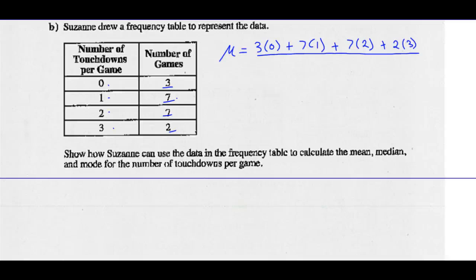And the frequency, or the number of pieces of data we had, if we add these up, 3 plus 7 plus 7 plus 2, that's how many games we played. So to find our mean, we still get the same value in the numerator, 3 plus 7 plus 14 plus 6, that's still 27, over 3 plus 7 plus 7 plus 2, that's 19 pieces of data. So we still get the same average, 1.4 touchdowns per game.